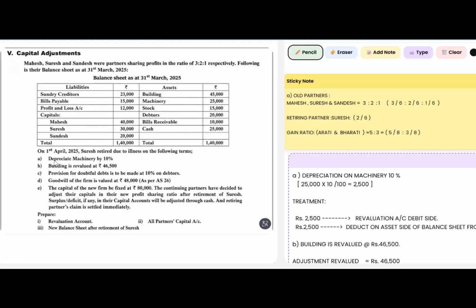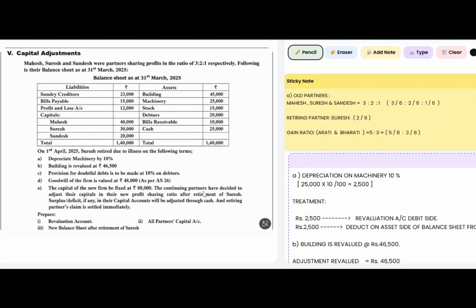The first adjustment, depreciate machinery by 10%; buildings is revalued at rupees 46,500; and the third adjustment, provision for doubtful debts is to be made at 10% on debtors; and the goodwill is valued in the firm at rupees 48,000 and it has to be treated as per AS 26. And the fifth adjustment says that the capital of the new firm is fixed at 80,000 rupees. So they have given us the new capital of the firm after retirement.